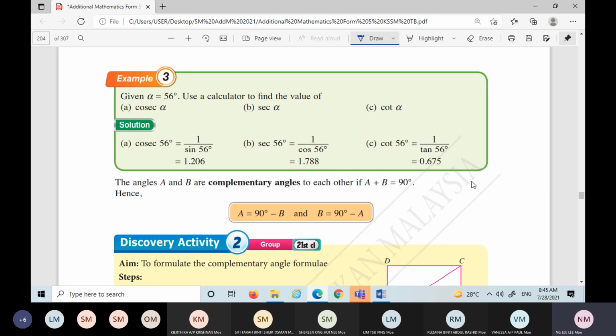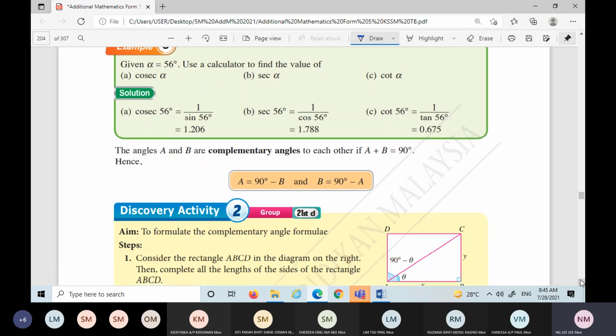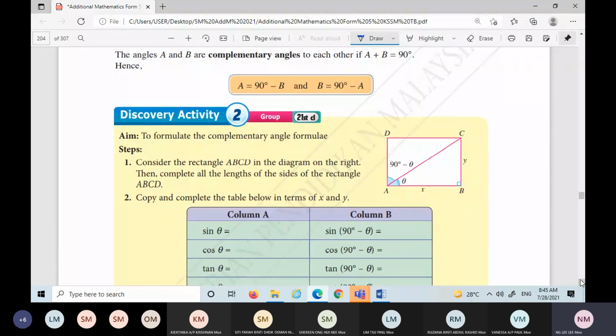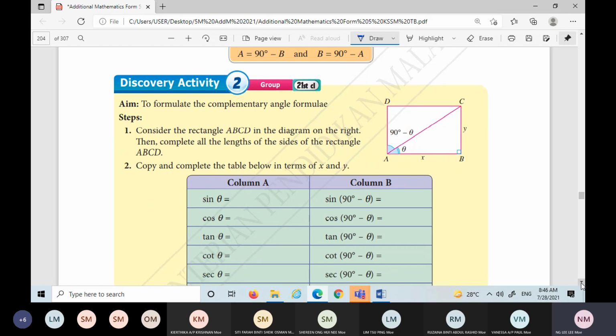After this, we have one more thing to learn before you do the exercise. We call it complementary angles. The angles A and B are complementary to each other if A plus B is 90. So A is 90 minus B and B is 90 minus A. Between complementary angles there is a relation, so we want to study it. We look at this first.